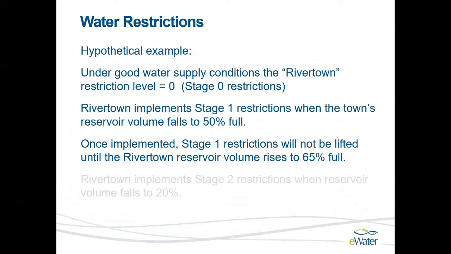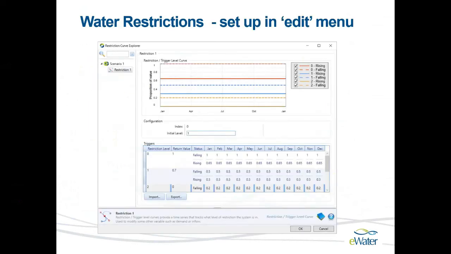So how do we do this in Source? Well, it's an edit menu thing, a bit like we did for the crop parameters. So we go through into the edit menu, we click on restrictions, and we get a screen looking like this. We may have to add a set of restrictions up on the top left there, using the right mouse button, and then you get a screen like this.